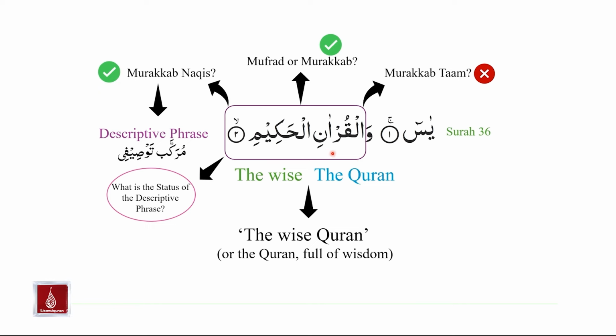Al-Qurani is jar in status or it is majroor, and Al-Hakimi is jar in status or it is majroor. This will make Al-Quran al-Hakim majroor.